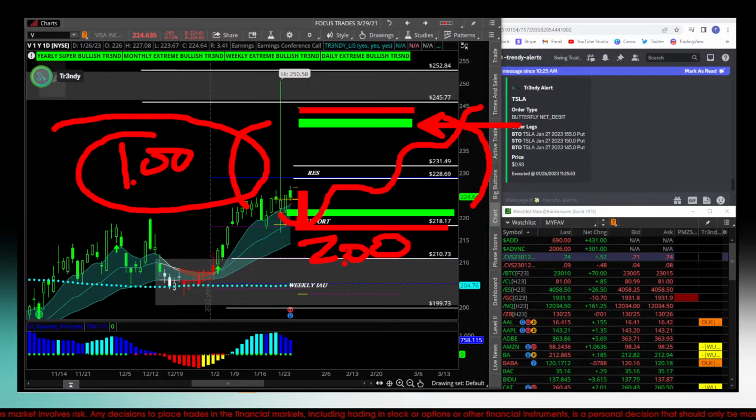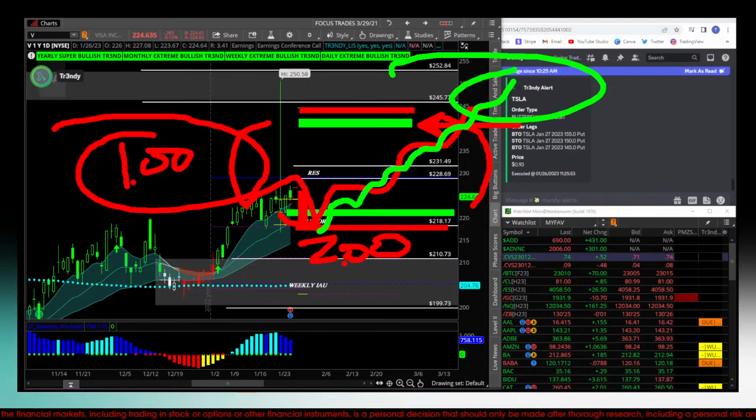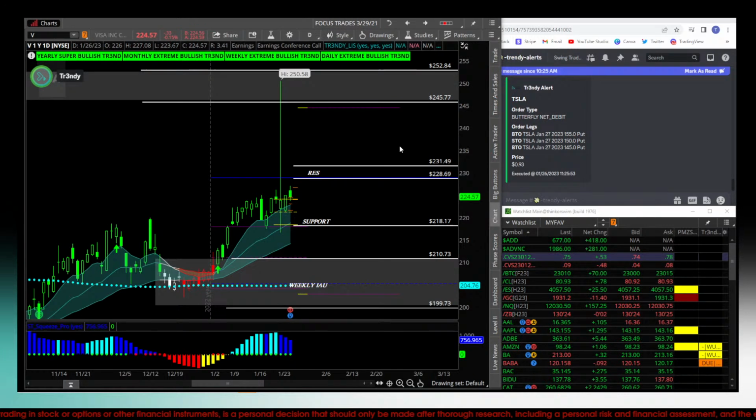So what you're looking at is Visa drops into demand, it shakes people out, and because the overall trend is bullish, it rides back up here, and then we cash out of that, and you end up winning both ways. We just did that on Microsoft. Okay, so that's one way that I like to approach it.